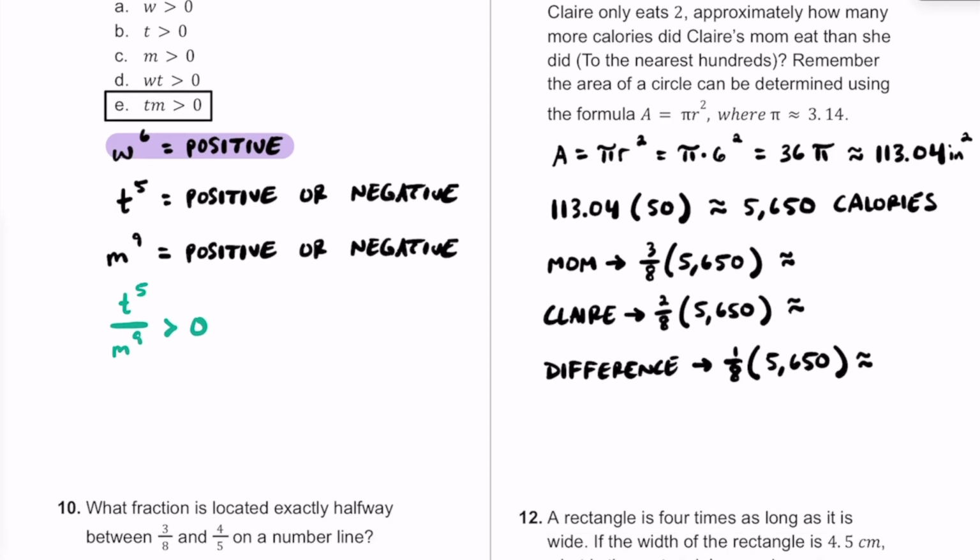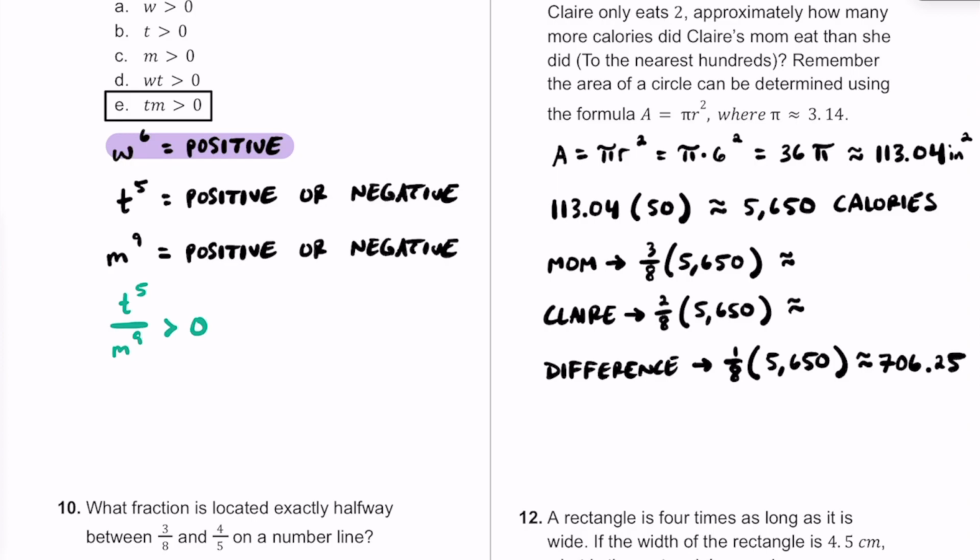You totally can find out how many calories the mom eats and how much Claire eats and subtract, or you can just do this. So if you go ahead and multiply these together, I'm using a calculator, so feel free to use one as well. We're getting 706.25. So that's the difference in calories that we are seeing here.